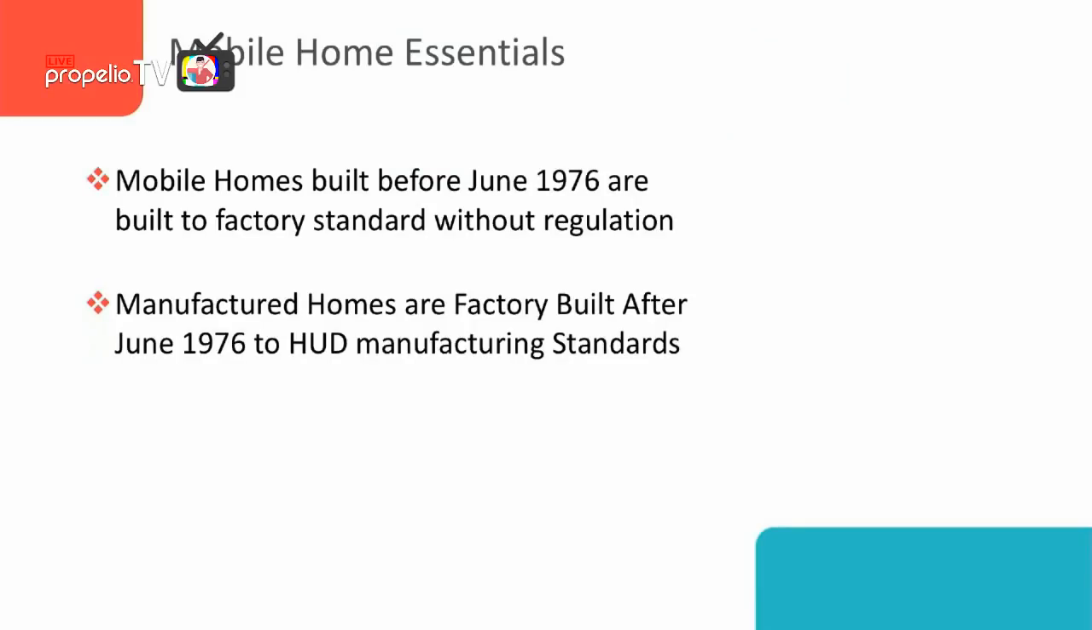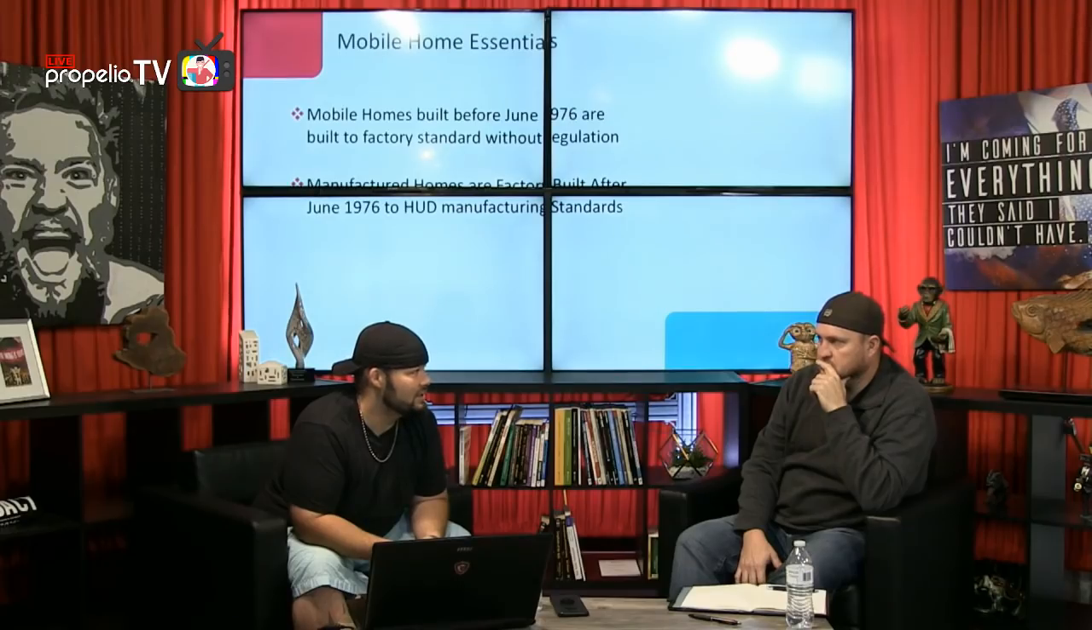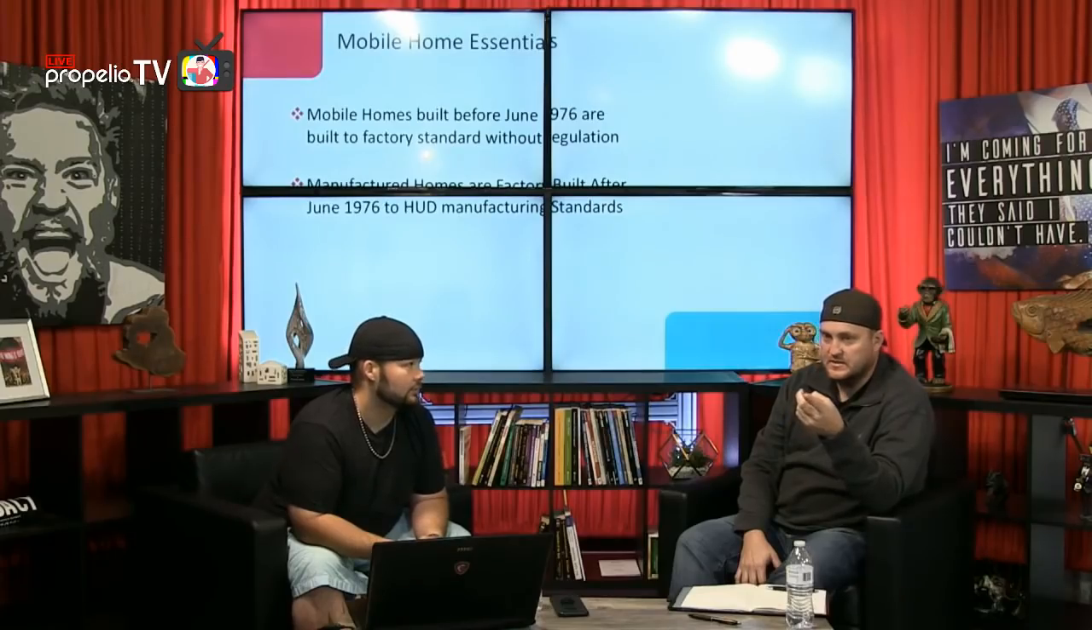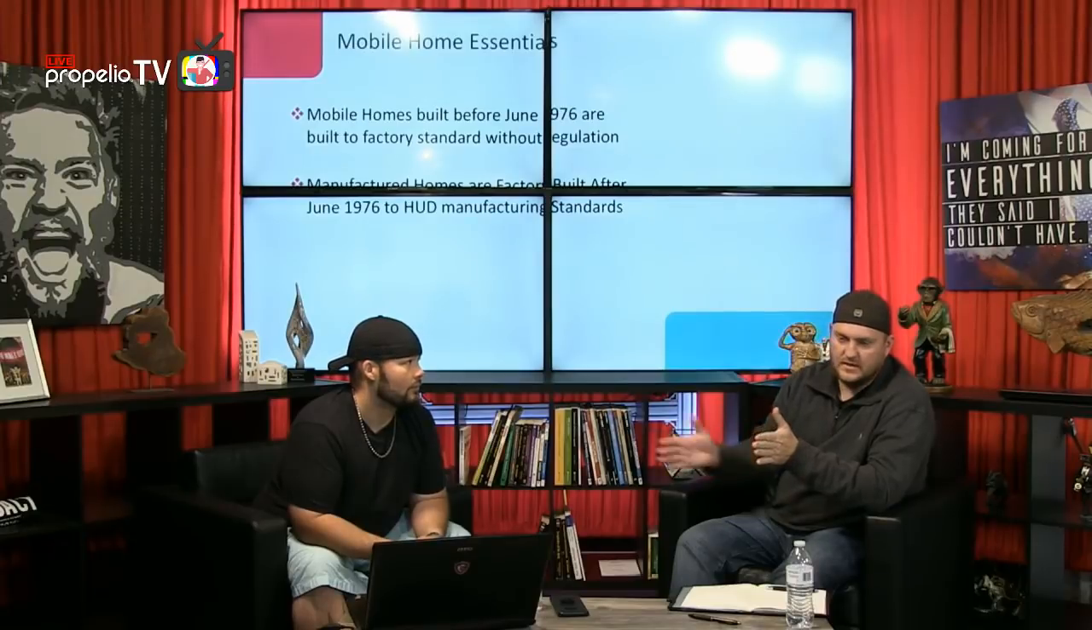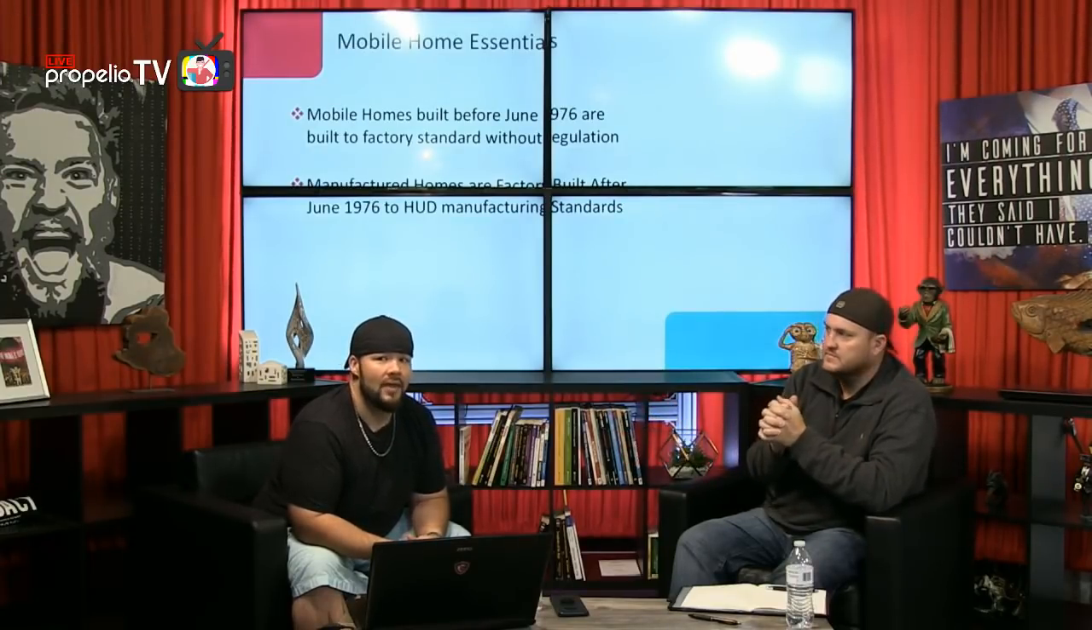Manufactured homes are factory built after June of 1976 to HUD manufacturing standards. Anything built pre-1976 is a mobile home; post-1976, June of 1976, is going to be a HUD manufactured home. And the big thing there is they had to meet some kind of minimum build standard. Yes. Which means some kind of code was involved, whether it's electrical code, UL listed parts. Exactly. Things that protect people.